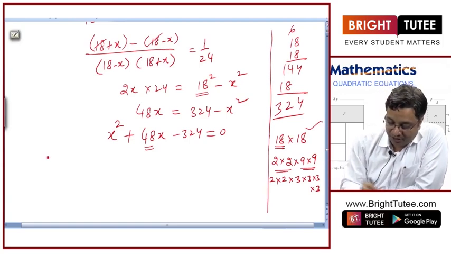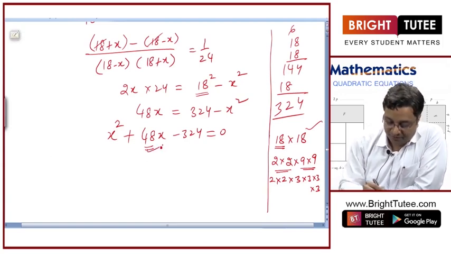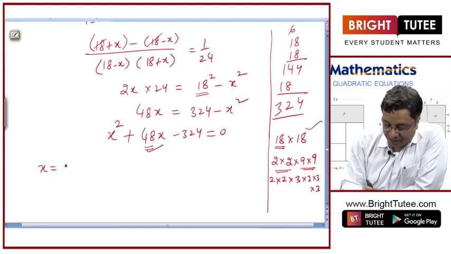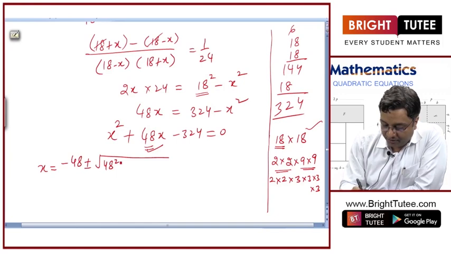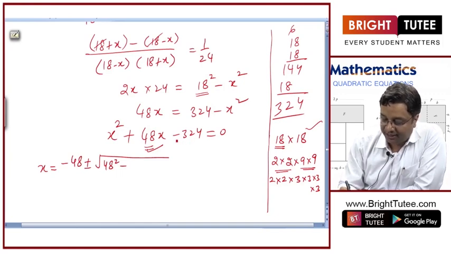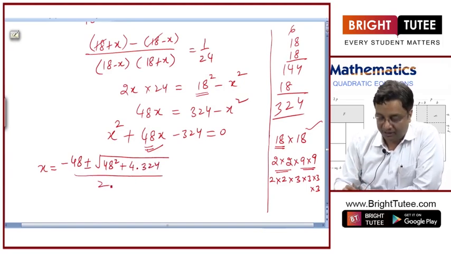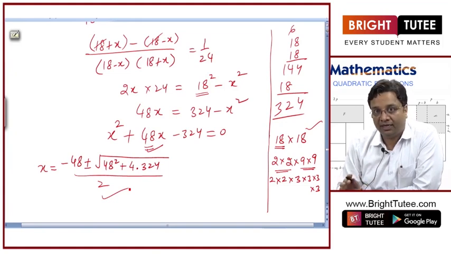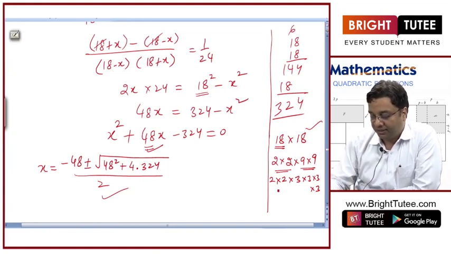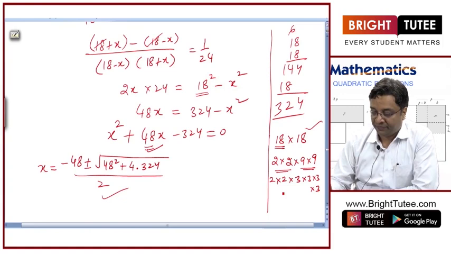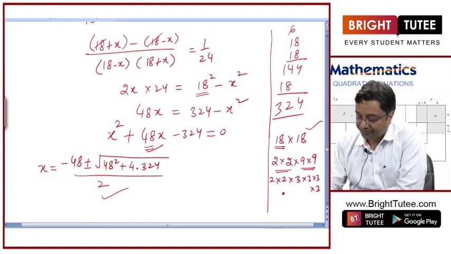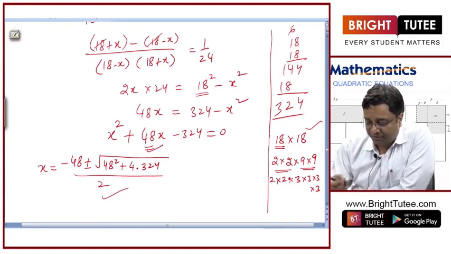If I apply the quadratic formula in this, it will become very simple. So x will be equal to minus b plus minus square root of b square minus 4ac. C is negative here, so minus minus becomes plus 4 into 324, divided by 2a, right? You simply have to do this calculation and you'll get your answer. If it is taking more effort here, you can go by this method also. Let's try the factorization here.